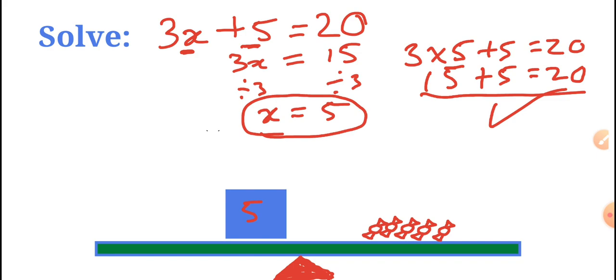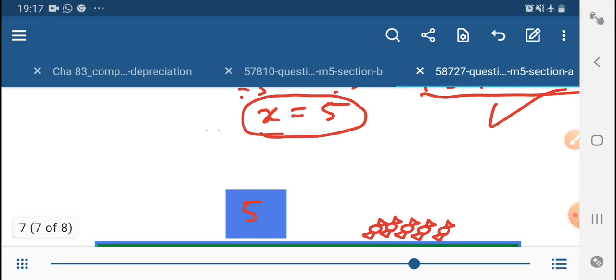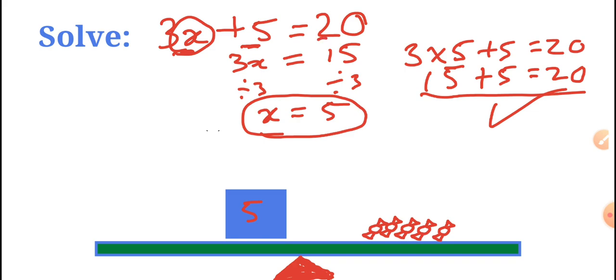It's always a good idea when you're solving equations, once you have worked out what the value of x is, so you think that x is equal to 5 in this case, to substitute back into your equation and see if you can get the answer, which is 20 in this case. If that works, you know your answer was correct.